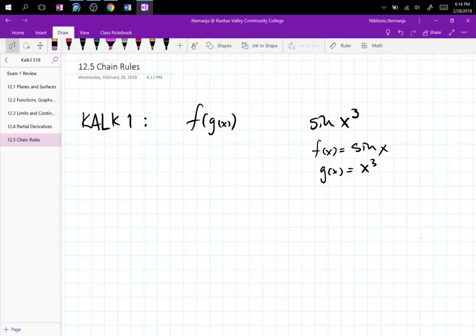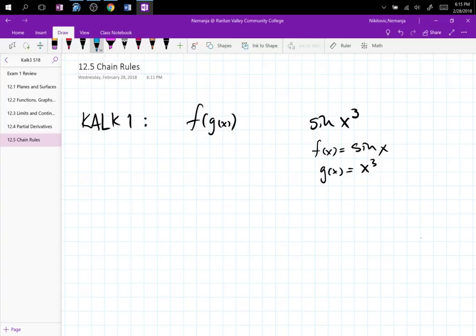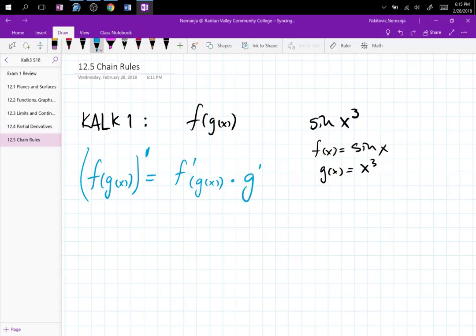And then Calculus 1 proposes the formula. To take the derivative of a function composition, you take the derivative of f with g plugged in, and you multiply it by the derivative of g. So that was the formula. Let me use the Leibniz notation here, d dx.